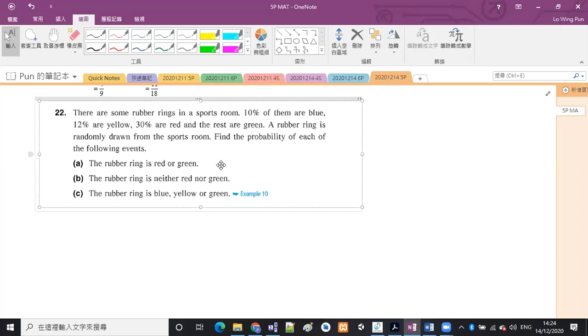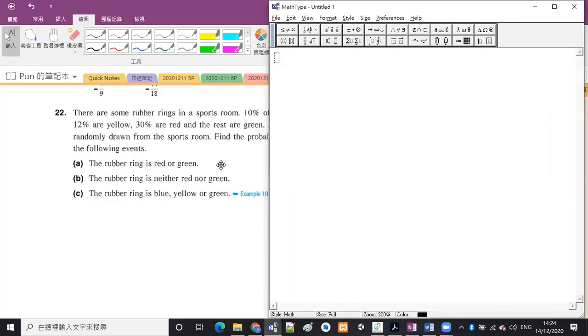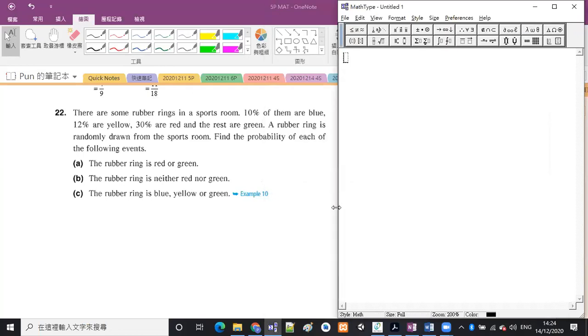Okay, so we do not know the exact number. We just know the percentage of the number of rubber rings. But when it is a percentage, for example if it takes up 10%, it is already a probability. OK, can you see this? P blue is actually equal to 10%, or equal to 1/10. It is given.